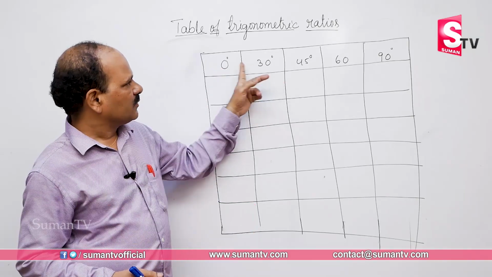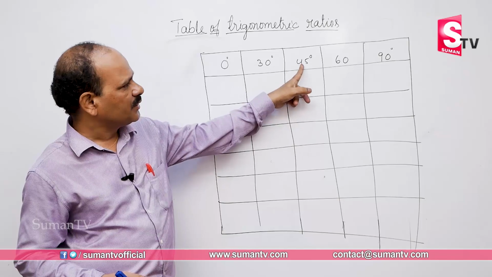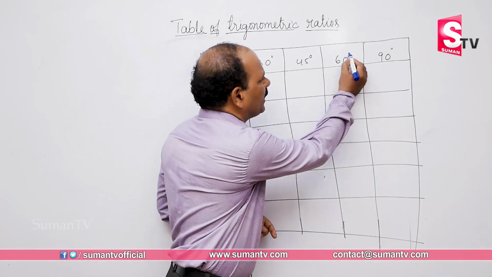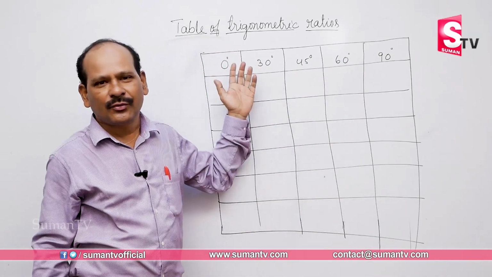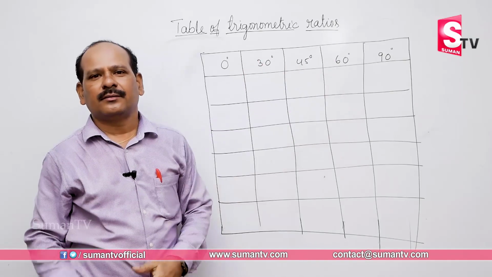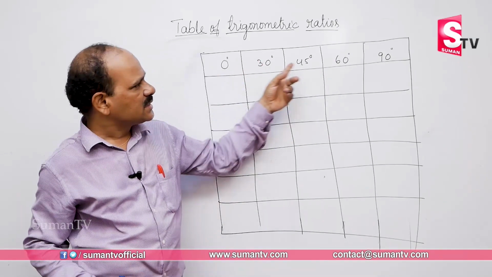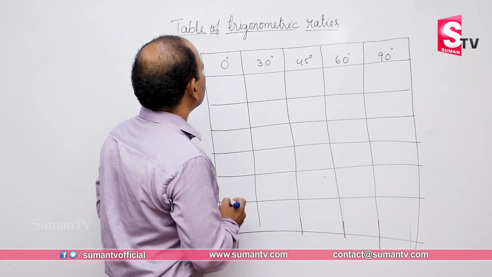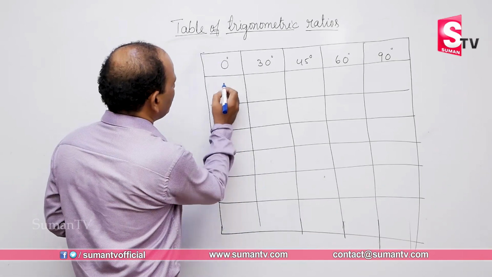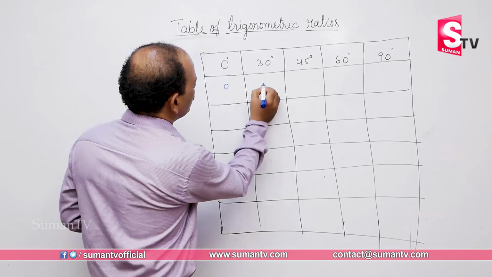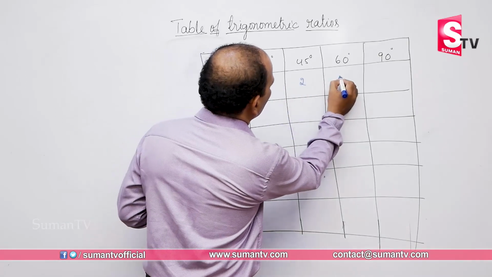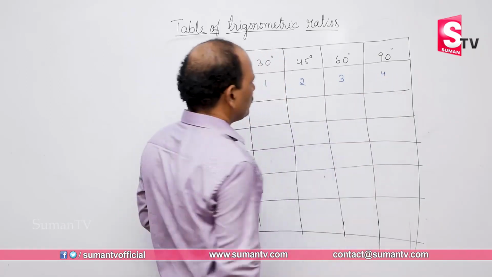These angles: 0 degrees, 30 degrees, 45 degrees, 60 degrees and 90 degrees. There is no other way. We have to remember this. You have to remember these angles. Now start giving numbers from 0: 0, 1, 2, 3, 4.